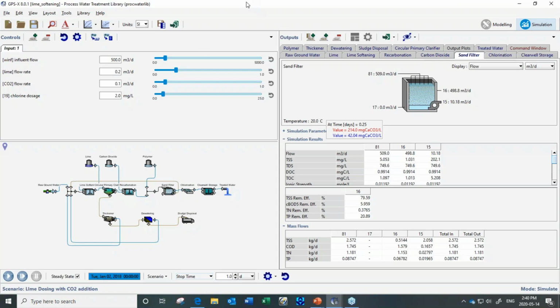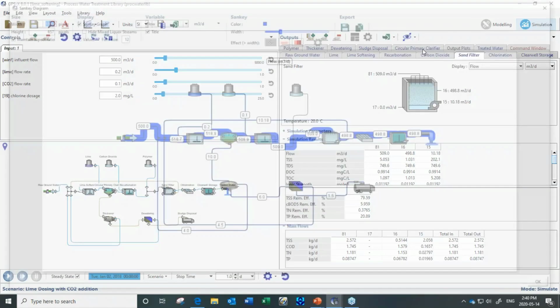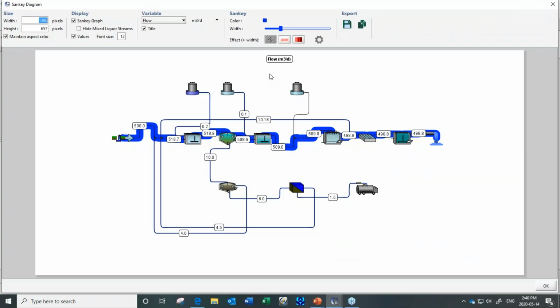There are many other features here. One is, of course, the Sankey diagram. You can easily draw diagrams and look at how my water is flowing throughout the system. It is very good to visualize the mass balances of the flows, and mass balances of all the contaminants that you have. It provides very visual observations, and you can easily see if you made any mistakes in setting up your model.